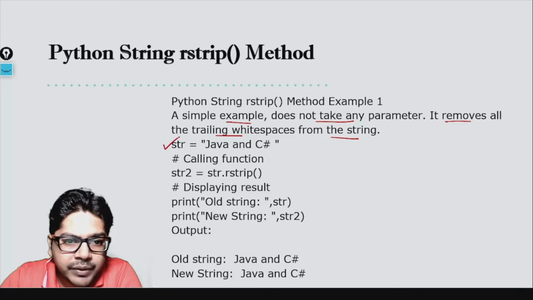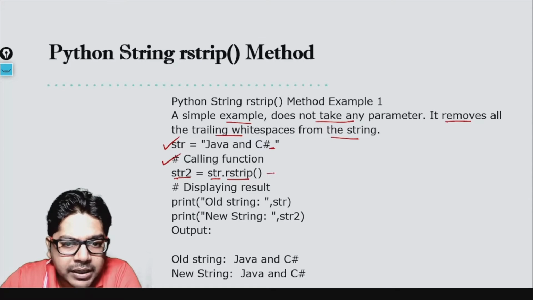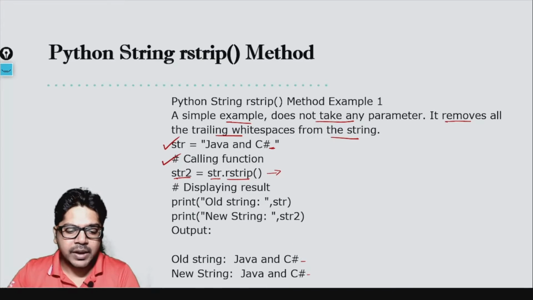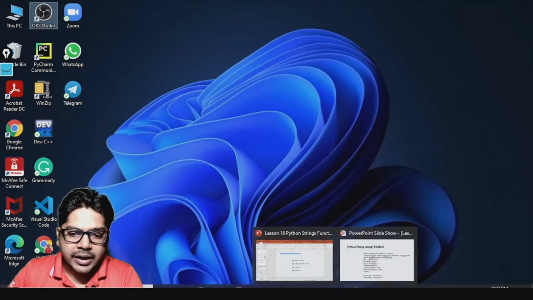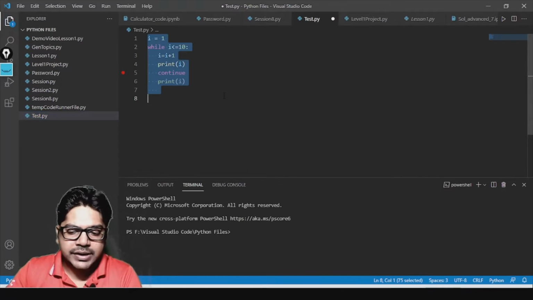Here we see we have str, Java and C#, and there is a space that we have given here. Now what we are doing is calling the strip function: str2 is equal to str.rstrip, no parameter passed, so it is going to remove the white spaces from the right side. So when we are printing it, you will find that you will not have any white space there. So let's go to the editor and write this code, and then we will understand it.